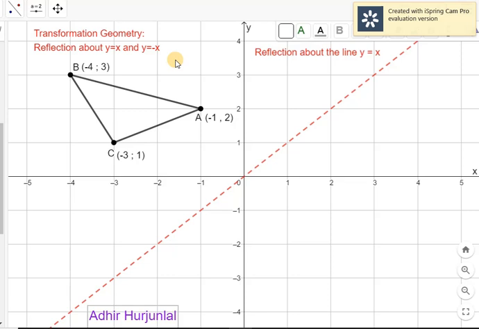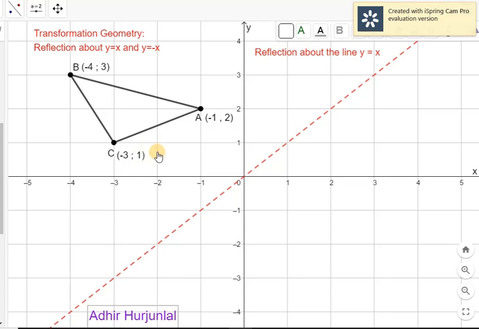Due to limitations of my software, I'll be breaking this up into two separate videos. I would start off with reflection about the line y is equal to x. To begin with, I am given a triangle. The coordinates are given to me. Even if the coordinates are not given, you would be able to look at the Cartesian system and obtain the coordinates. For now, I have point A, point B, and point C, which forms a triangle. The question would simply read, reflect the triangle about the line y is equal to x.